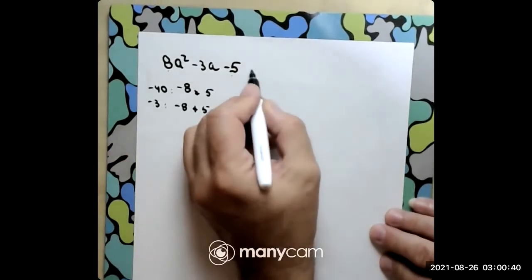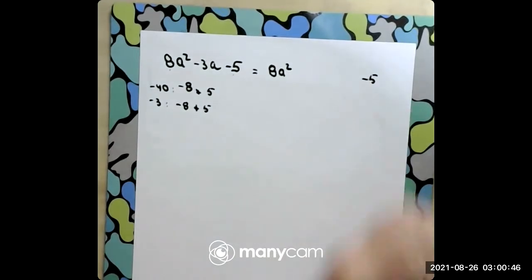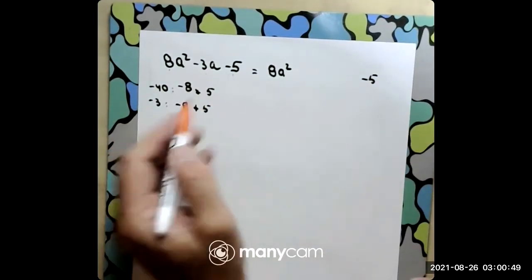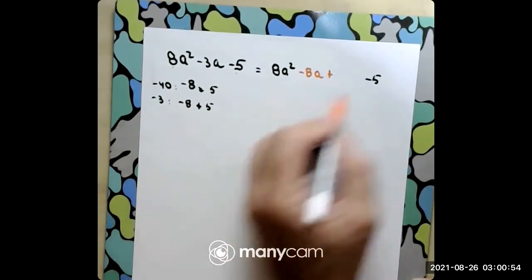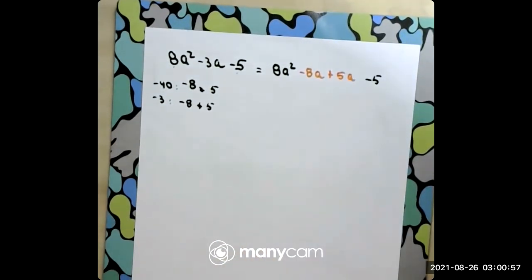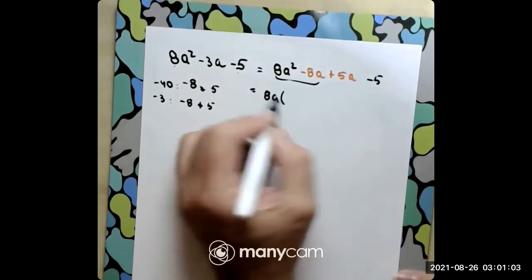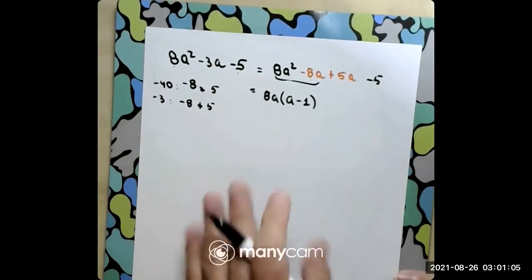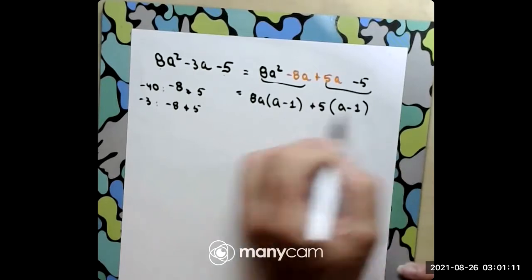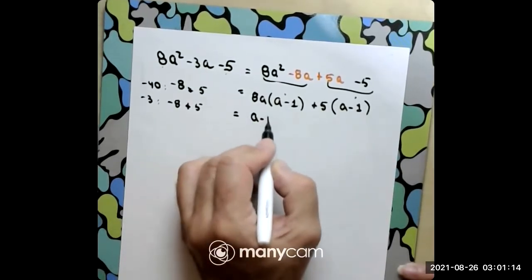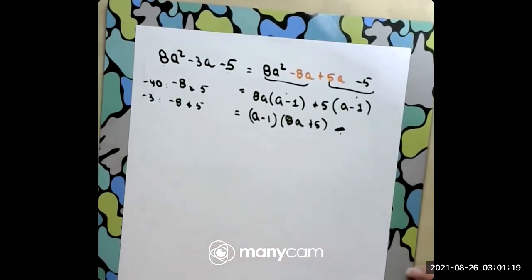Okay, so that's it. So 8a squared minus 5. And what we're going to do, we're going to write negative 3 as minus 8a plus 5a. Okay. And now we proceed grouping. From here would be 8a parentheses a minus 1. And here we can factor out positive 5, a minus 1, a minus 1, parentheses 8a plus 5. Voila, we're done.